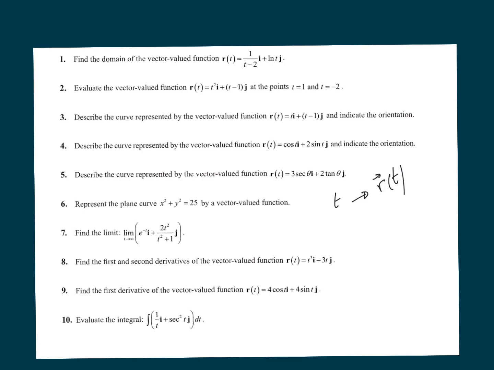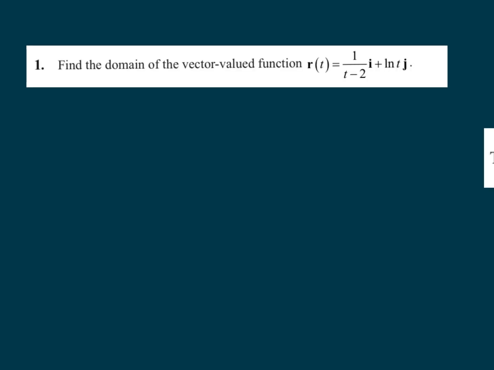So we have to explain these 10 problems. Let's go to start. Okay, the first problem says find the domain of the vector value function r of t equal 1 divided by t minus 2 i plus natural log of t j.